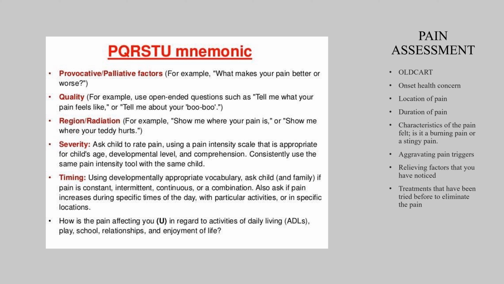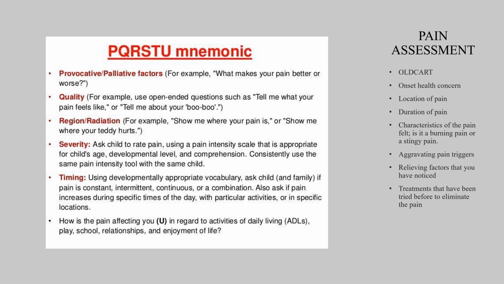Now, there's also another pain assessment you can remember: OLD CART. So O is for the onset of the pain. L is for the location of the pain. D is the duration of the pain. C is the characteristics of the pain. So again, is it burning, sharp, stinging?